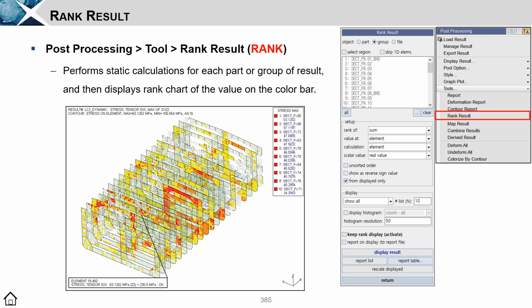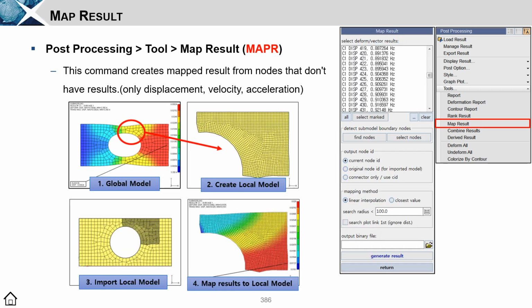The picture on the screen shows the stress results of the section group in high order. You can map the deformation results to the boundary condition of the new model. This command creates mapped results from nodes that don't have results, and it supports only displacement, velocity, acceleration.